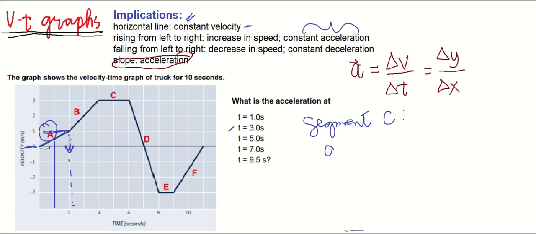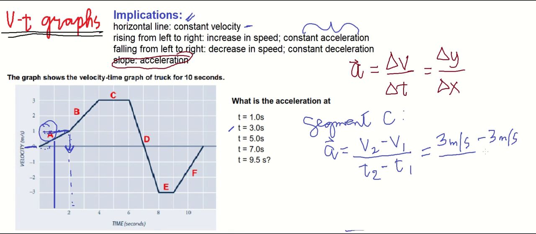So, sa segment C, we also have the same formula. We have V2 minus V1, yeah, I know, medyo nakakasawa na siya, over T2 minus T1. So, we substitute the values. Ano yung value niya? For the end of segment C, we have 3 meter per second, while the beginning of segment C, we also have 3 meter per second. As for the time, we have 6 minus 4. You just trace it based on the graph.